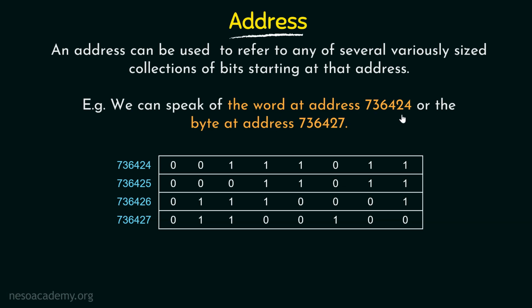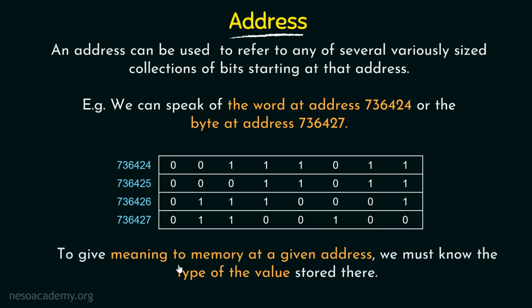Okay. Now, instead of that, if I say the byte at address 736427, what does it mean? So where is 736427? It is here. Now, if I say the byte at 736427, we are referring to only the 8 bits given over here, which is 1 byte. So 01100, that is all I am talking about if I say the byte at address 736427.